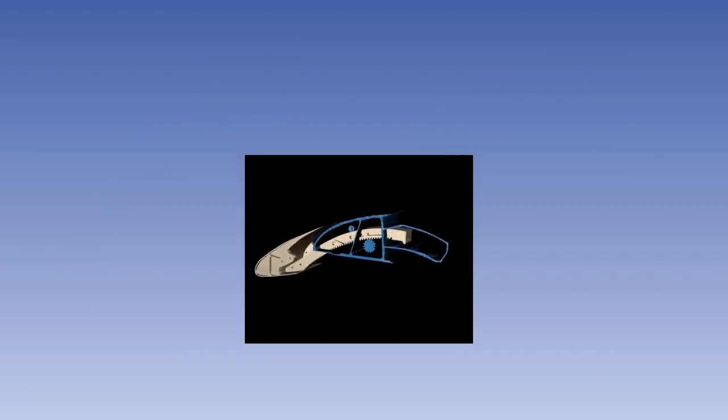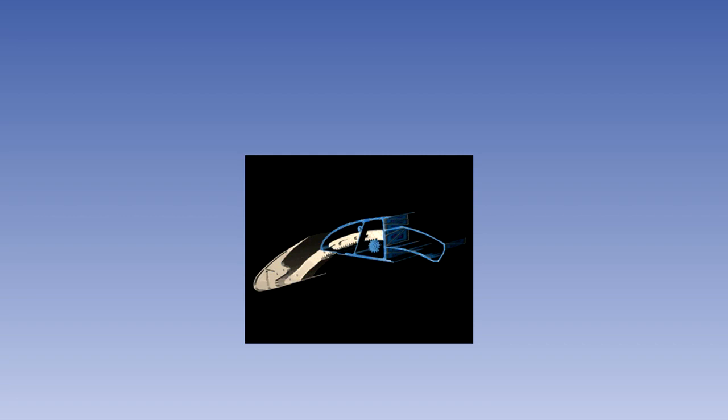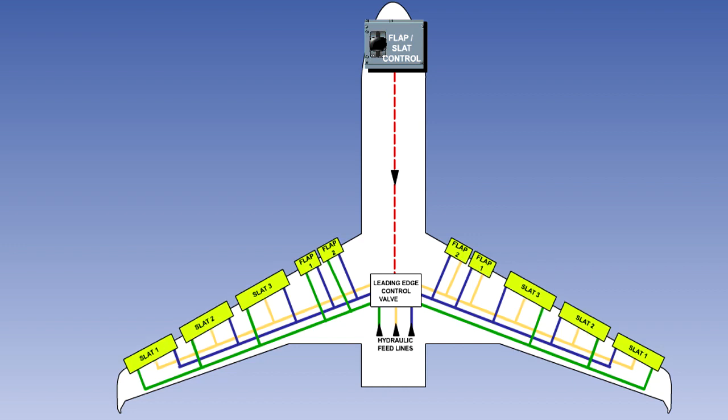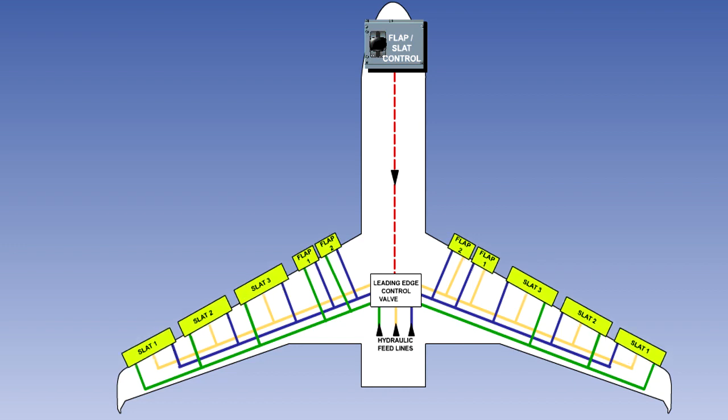Slats are sections of the wing leading edge that extend forward to an intermediate position to form a sealed leading edge. Or they can extend fully, forming a slotted leading edge, depending on the trailing edge flap setting.